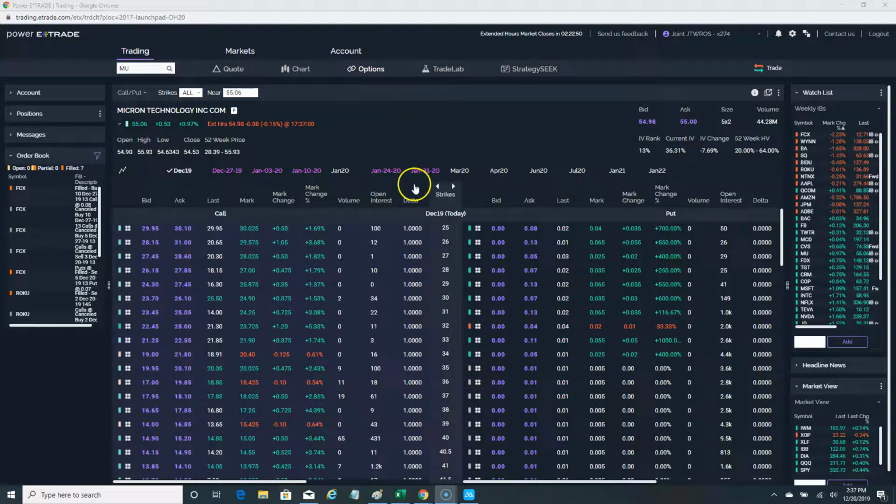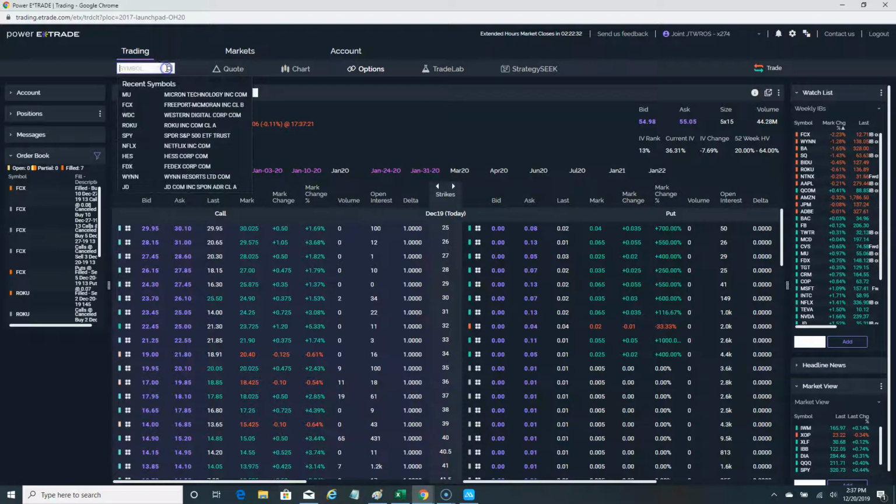So in here, I'm using the Power ETrade platform for trading options. That's what I'm going to use today as the means by which to show you what an option chain is. In this platform, when you come in, you can select your stock of interest. If you don't know the ticker, you can research it, but typically you can type in the name of the company, the stock you want to trade, and the ticker will show up.